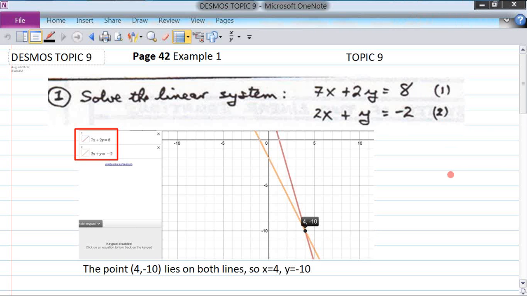We're on topic 9. We're going to show how we can apply Desmos to various problems in topic 9.